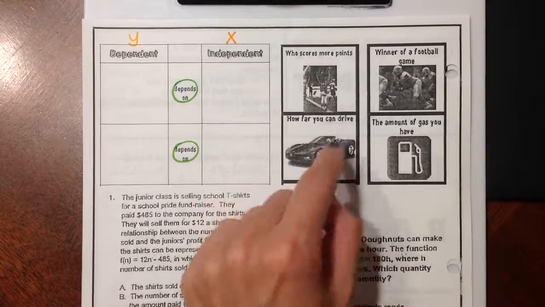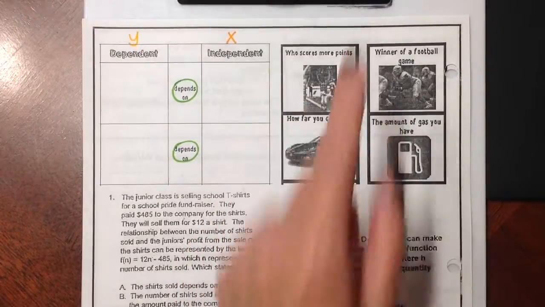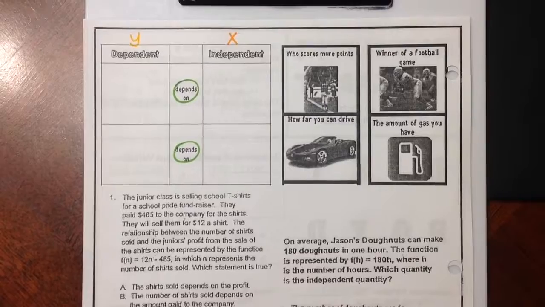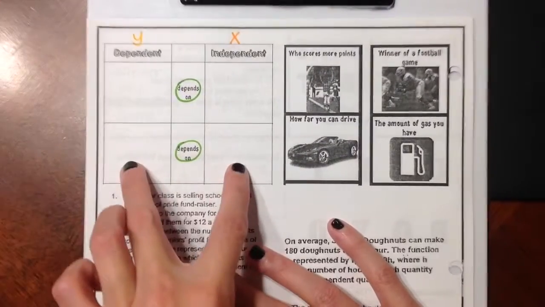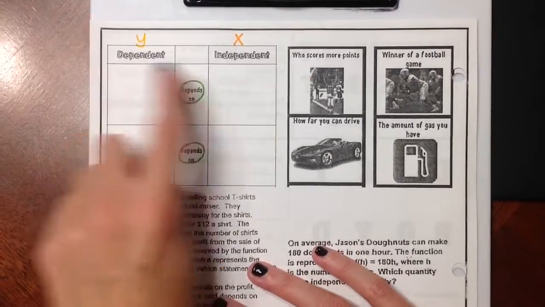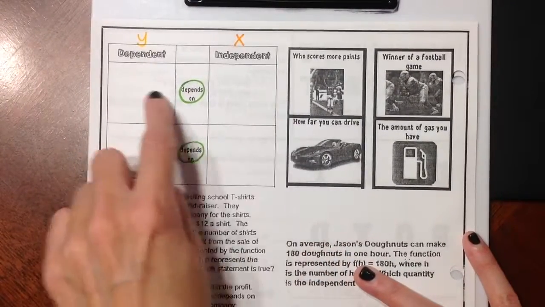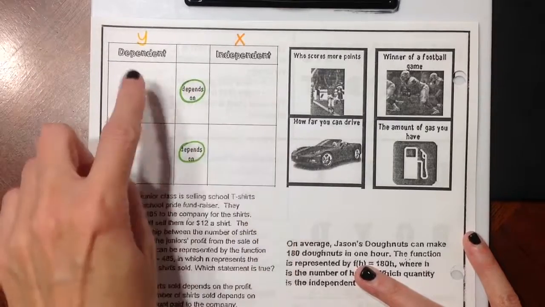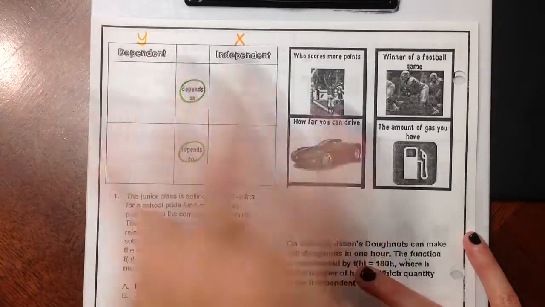We've got who scores more points, how far you can drive, the amount of cash you have, and winner of a football game. So I want to determine not only what correct column they go in based on them being a dependent or independent variable, but I also want to determine which row they go in. And I want to get them in the correct order. So remember, it's got to be y depends on x.